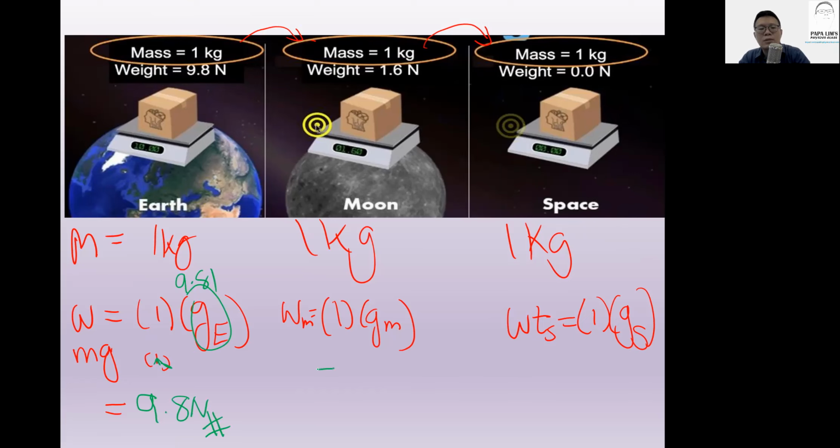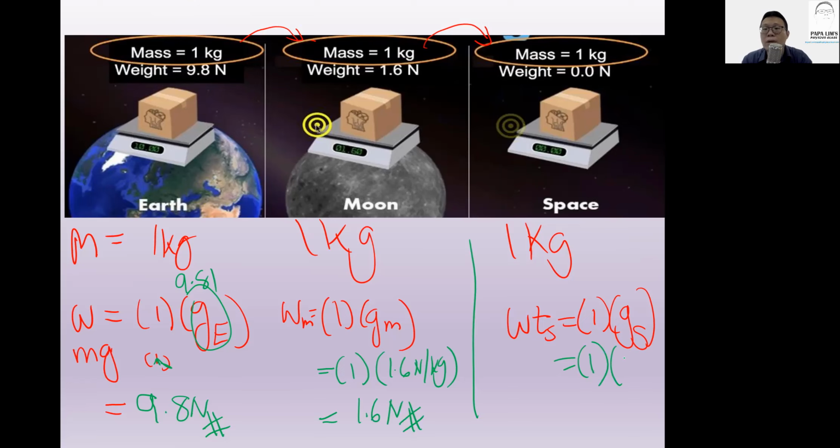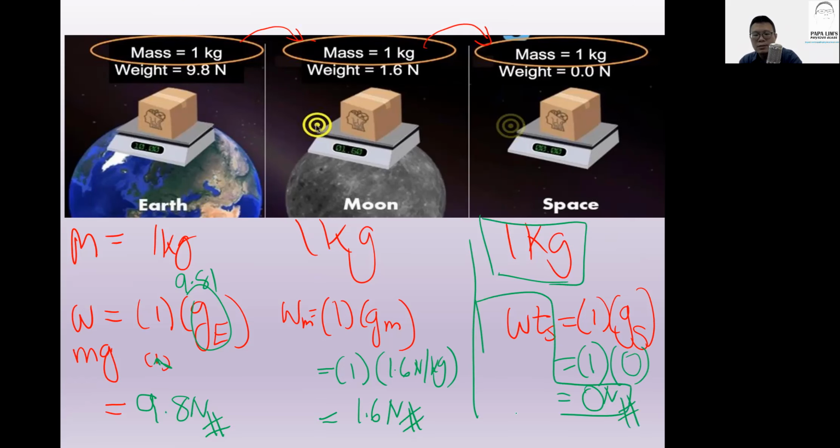On the other hand, for the same object on the Moon, the gravitational field strength is 1.6 Newton per kg, so the 1 kg object now weighs 1.6 Newton. If I shift the same 1 kg box all the way to space, what's peculiar is that the gravitational field strength, the gravity pull, is 0. Because of the formula, I have 0 Newton, 0 weight, but 1 kg mass. It is still possible.